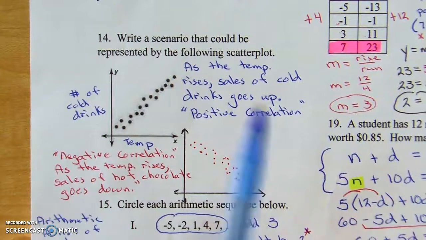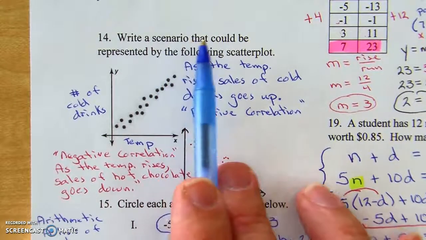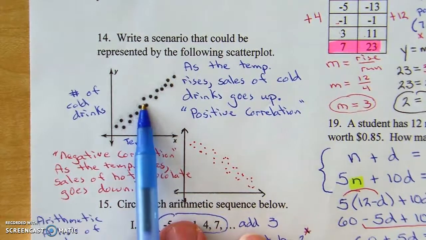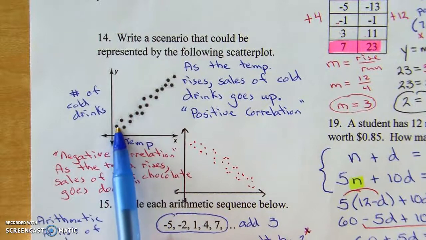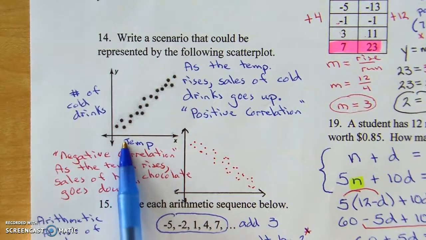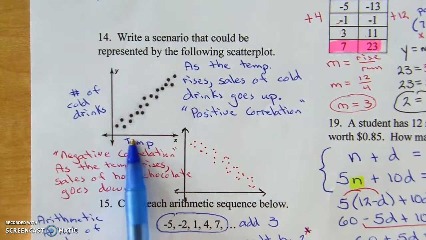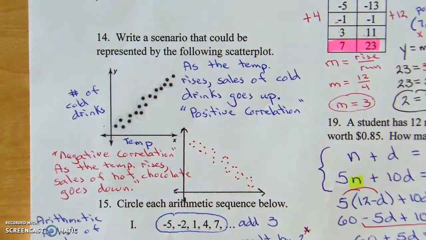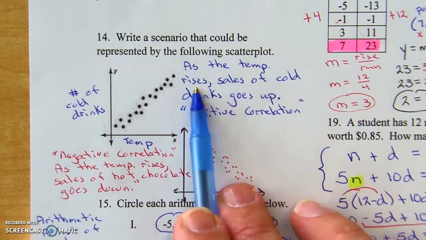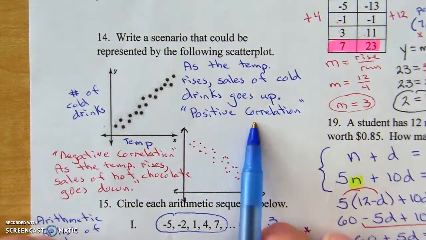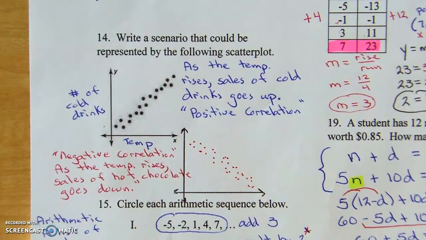Now this one, it says we have to write a scenario, which means kind of like a story, that could be represented by the following scatter plot. Now notice I did draw another one, but let's focus on the one they gave us first. So this one is going up from left to right. So what I came up with was this idea about drinks and temperature. So the x-axis became temperature, the y-axis is the number of cold drinks sold. So my story was, as the temperature rises, sales of cold drinks goes up. I also wrote the words positive correlation, because that's what it's called. If both things are going up, it's called a positive correlation.